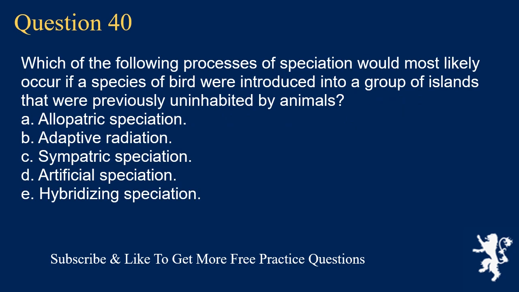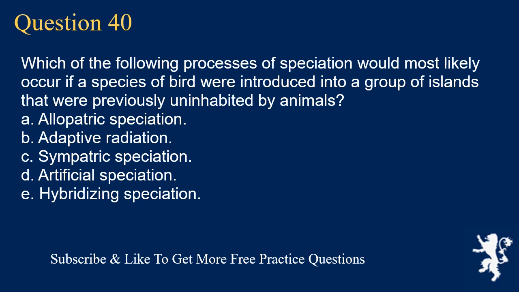Question 40. Which of the following processes of speciation would most likely occur if a species of bird were introduced into a group of islands that were previously uninhabited by animals? A. Allopatric speciation. B. Adaptive radiation. C.